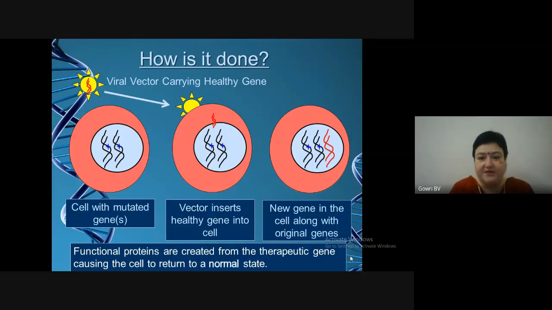So this is the picture. How is it done? Cells with a mutated gene, and the vector inserts the healthy gene into the cell. So you will have a viral vector carrying the healthy gene, and a new gene in the cell along with the original genes is formed. And the functional proteins are created from the therapeutic gene, causing the cell to return to a normal state.